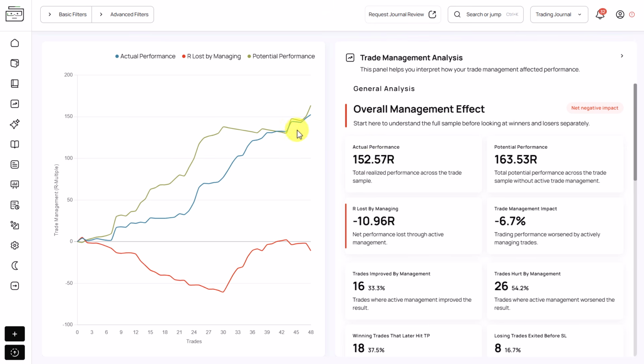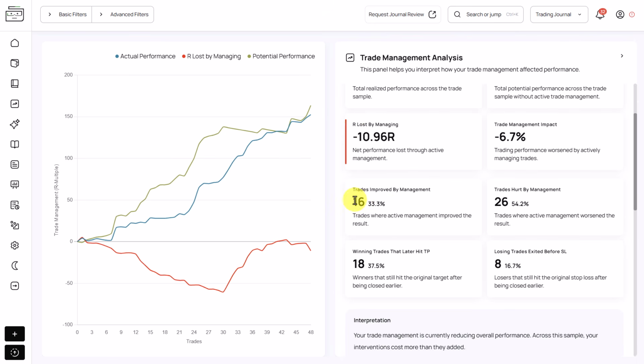Your actual performance, which is the blue line, is 152 R multiple, but potential performance, and this means the performance that you would have had if you would not have exited your trade manually, is 163 R. So by actively managing the trades, which typically means closing winners too early, the trader is losing minus 10 R. So the trade management impact on his overall performance is negative, as you can see here. So looking at the R lost, or maybe in your case R gained by managing, can show you if your active management decisions are helping or hurting your trading.